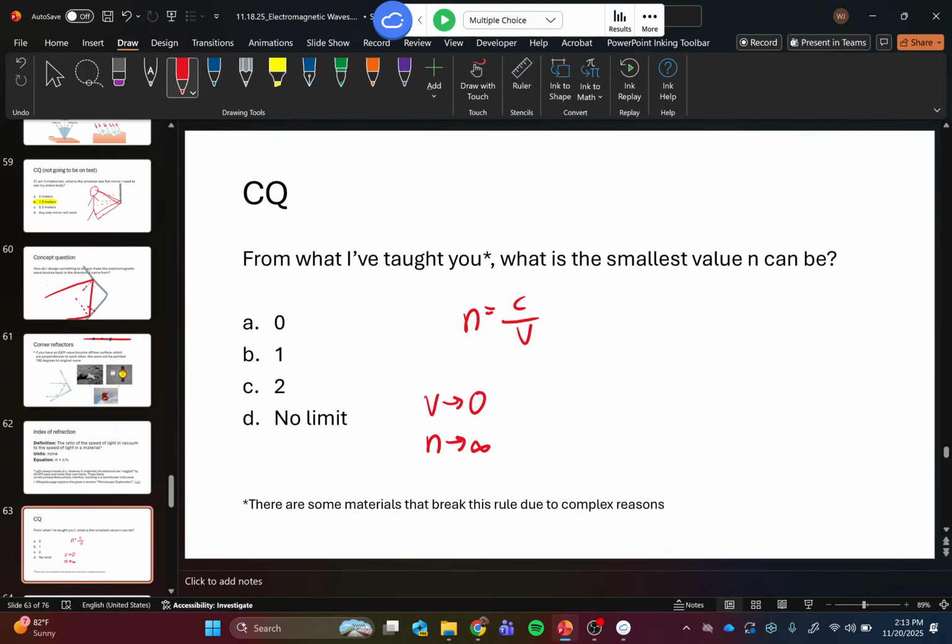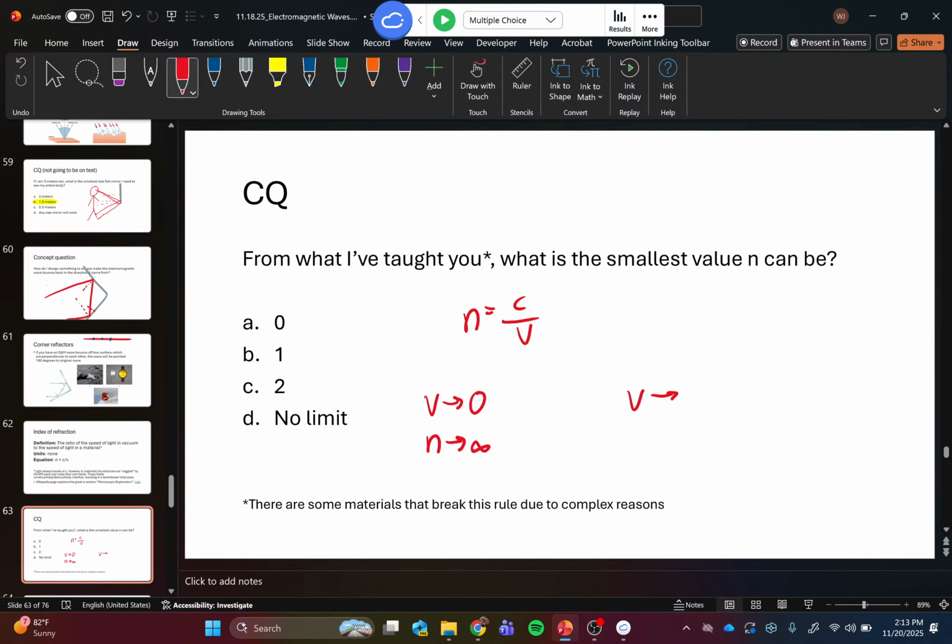Now, realistically, no material makes light slow down this much. The largest values of n that you find are generally like 4 or 5, meaning that the velocity in that material is like 1/5, 1/4, yada yada. All right. So that's the minimum that the velocity could be. Again, it never reaches that, but whatever.